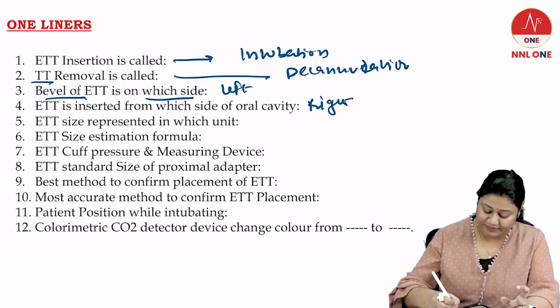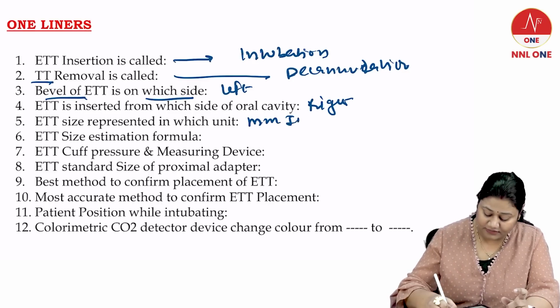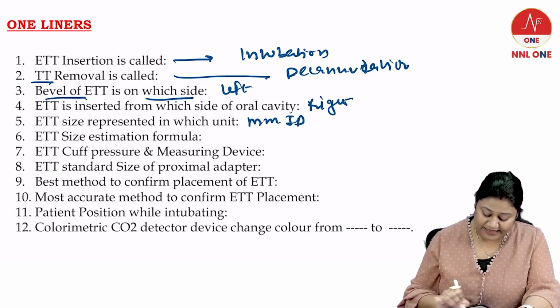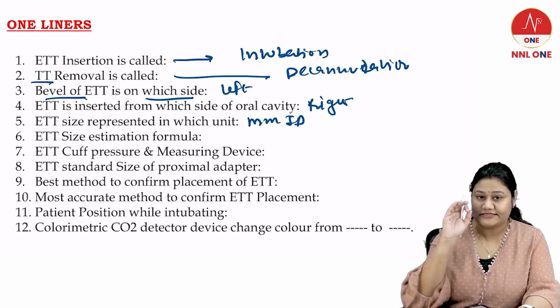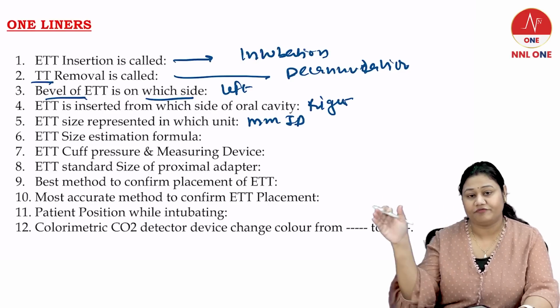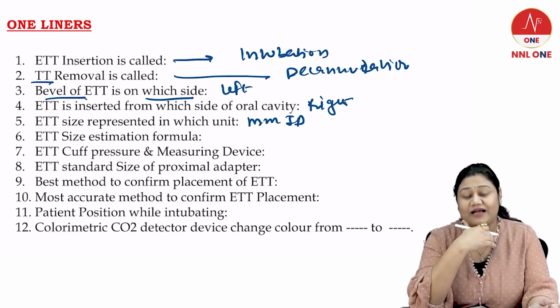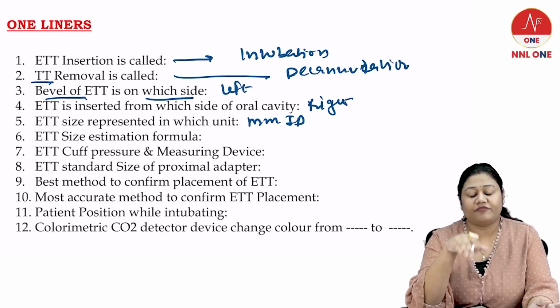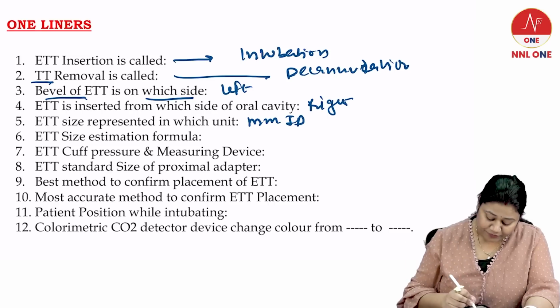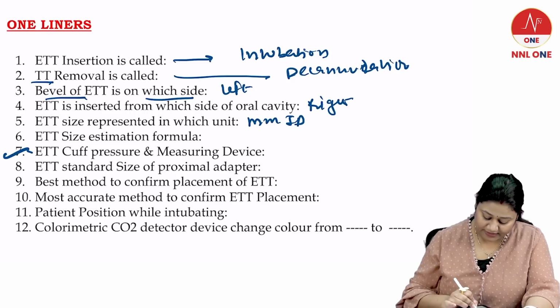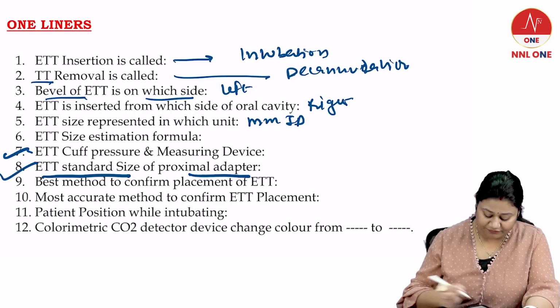ET tube size in millimeters represents the internal diameter of the catheter. The size estimation formula we have already studied, which is age divided by 4 plus 3.5 in adults, where we are using the cuffed one, and age divided by 4 plus 4 in the uncuffed one. Then the ET cuff pressure measuring site we have covered. Standard size of proximal adapter is 15 millimeter.